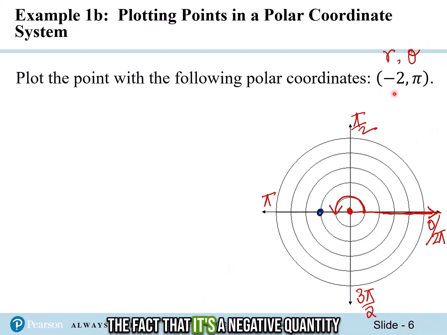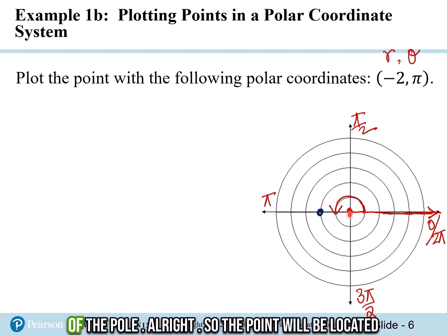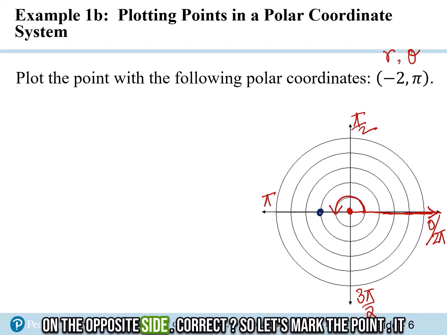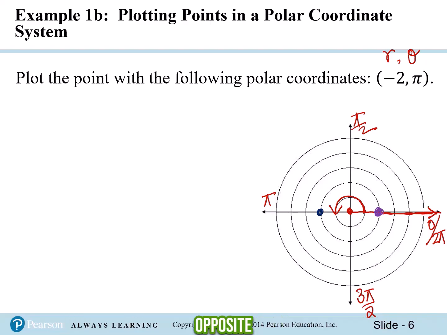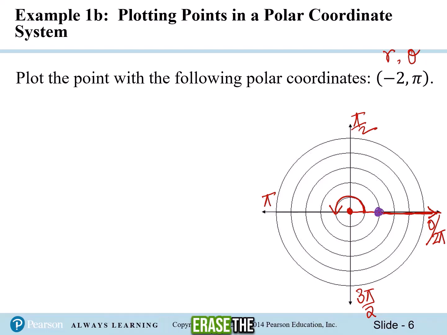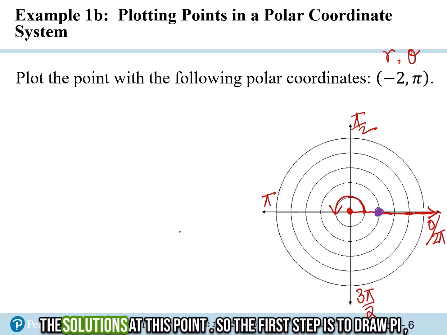However, since it's a negative quantity, the way to plot the point is to go in the diametrically opposite direction of the pole. All right, so the point will be located 1, 2 units on the opposite side, correct? So let's mark the point. It would be located somewhere here on the polar axis, which is the line opposite the line which is pi, correct? Let's erase the other point here that we originally drew, and let's pull up the solutions at this point.